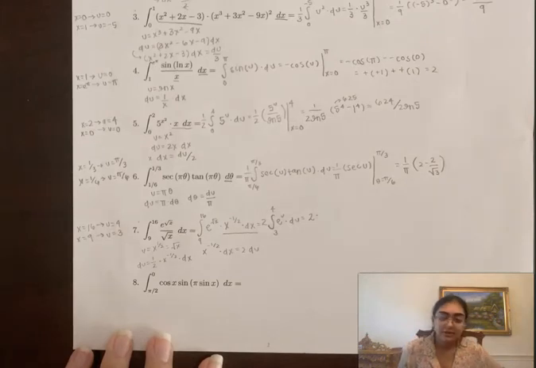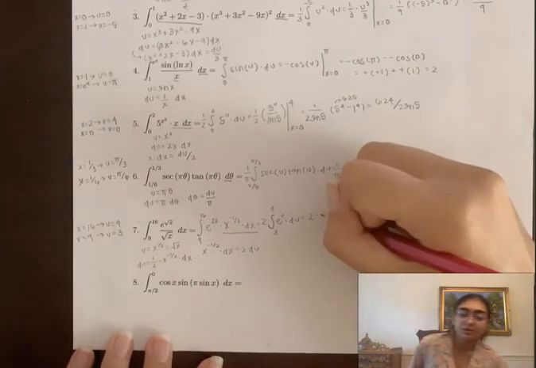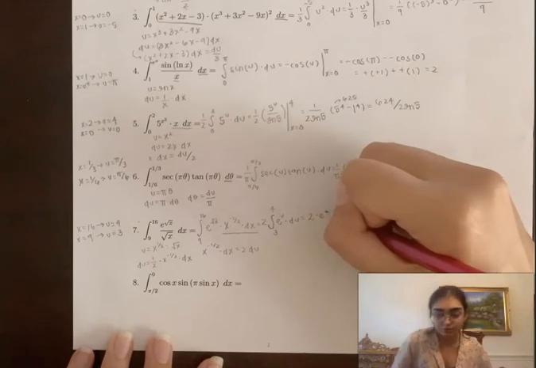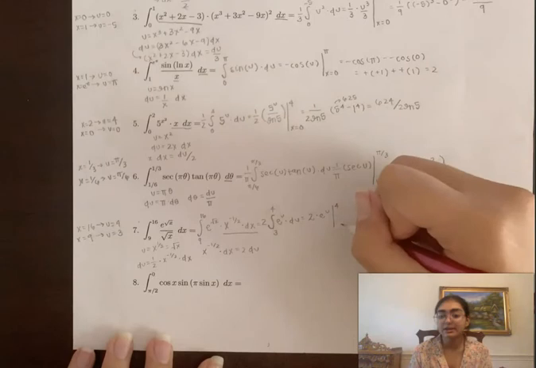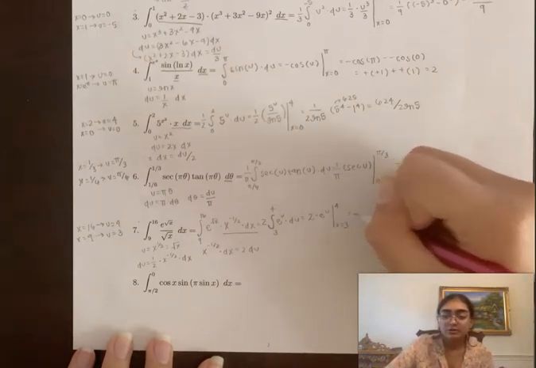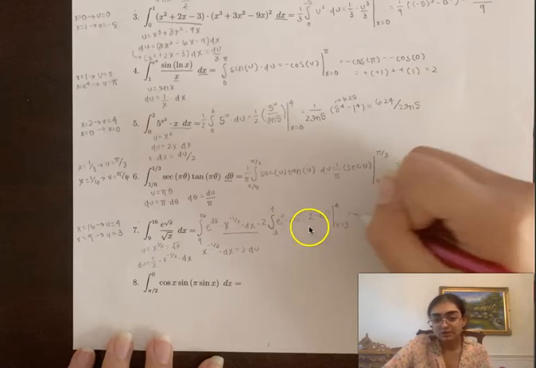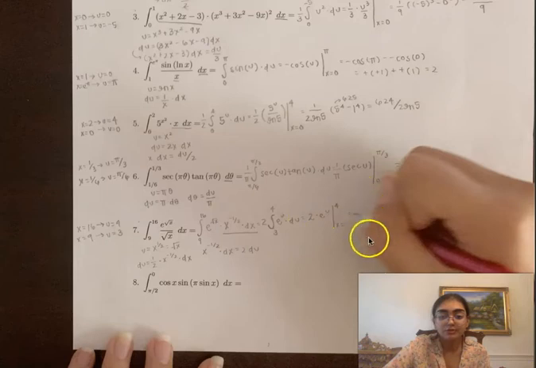All right, now that we have that, we're going to bring our 2 over that we had in front of our integral. And the antiderivative of e to the u is just e to the u. So this is our new antiderivative, 2 times e to the u. And then we're going to plug in 4 and 3.